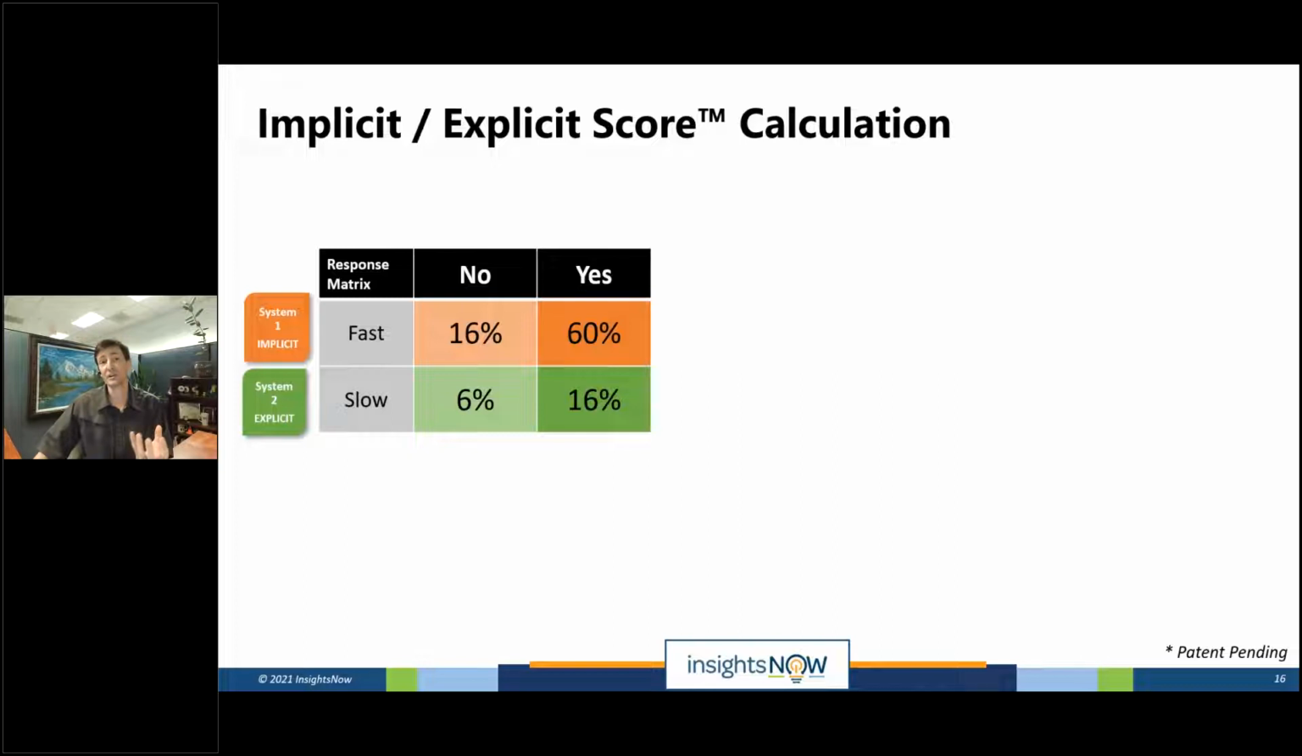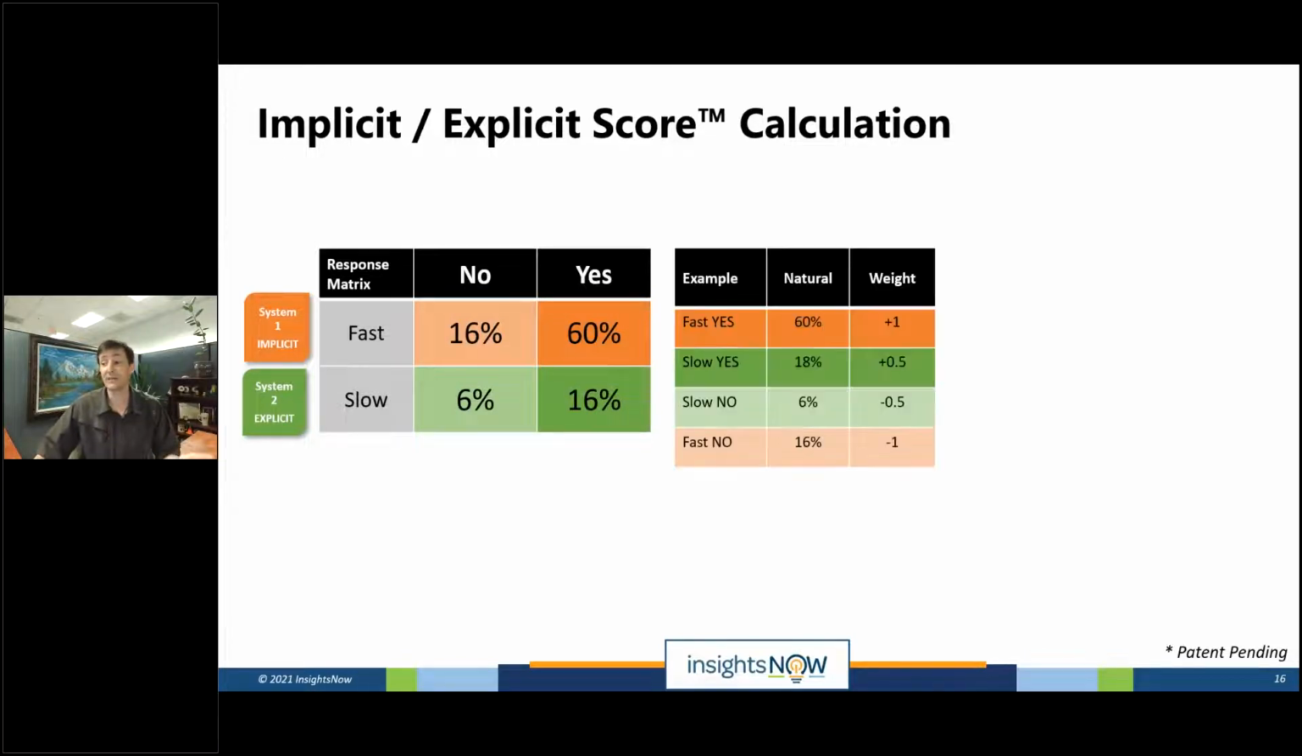Now that information can then be transformed also to an overall score, just like a liking scale. You can get a mean score by giving values of 1 through 9 to each of the categories. Here we can give values or weights to each of the categories, and that can be transformed into a 0 to 100 point score.